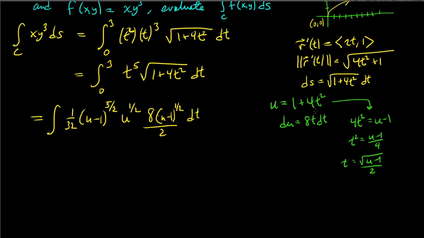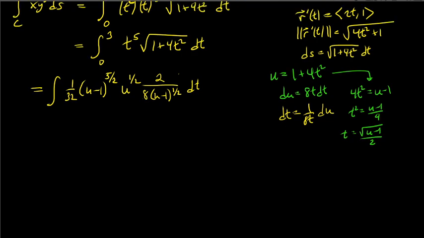Or wait a minute, I think I got that backwards. Because dt is 1 over 8t times du. So I think we've got to flip this over. Yep, my mistake. Times du. All right, give me 1 second. There we go. So 2 over the square root of u minus 1, times 1 over 8. So that's 1 over t.